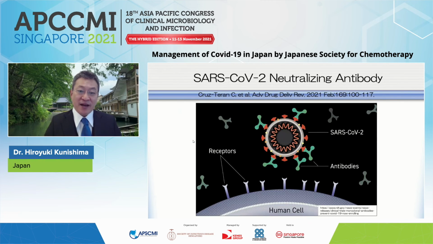Neutralizing antibodies bind to the spike protein and then inhibit the invasion of the virus into host cells, as in neutralizing antibody therapy. In Japan, neutralizing antibody therapy for SARS coronavirus 2 was approved in July this year: casirivimab, imdevimab, and sotrovimab.